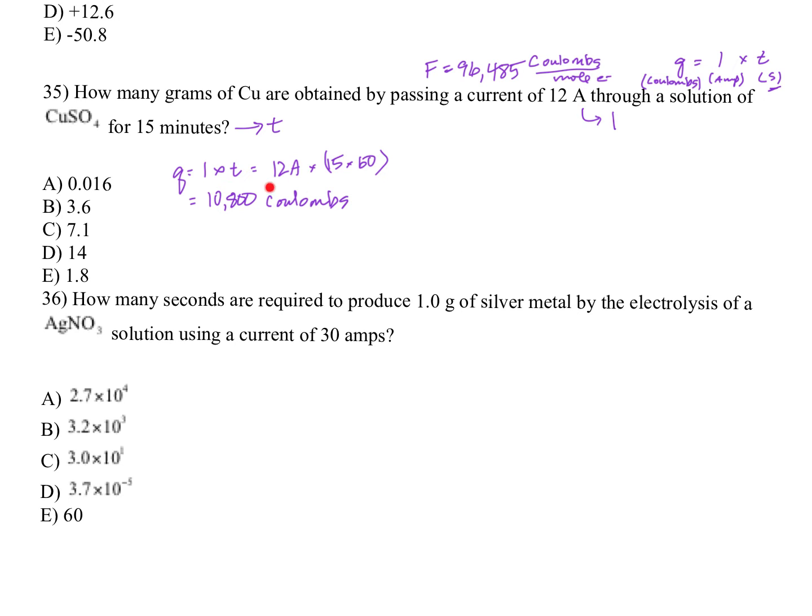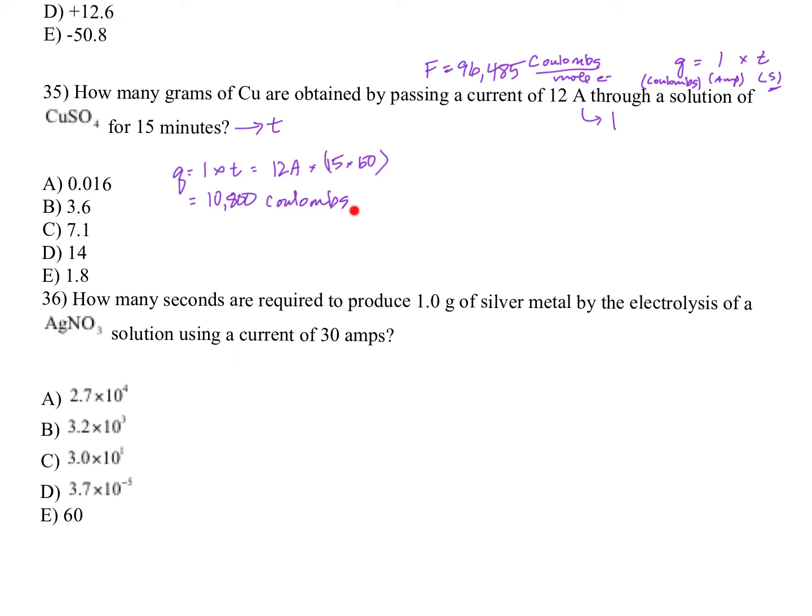Now, I can take this number and I can do some math with this constant up here. This value, 96,485, is the number of coulombs per 1 mole of electrons. So all these reactions involve the movement of electrons. And what this says is 1 mole of electrons has a charge of 96,485 coulombs.